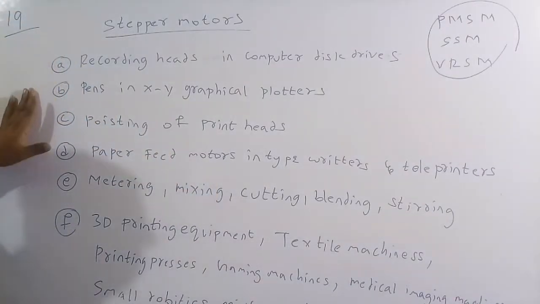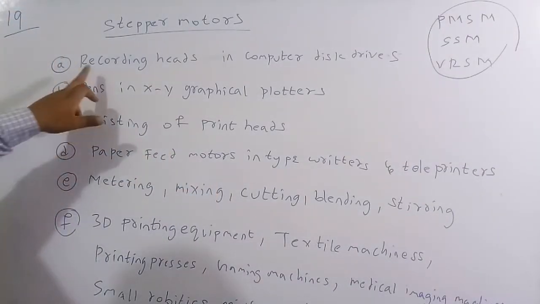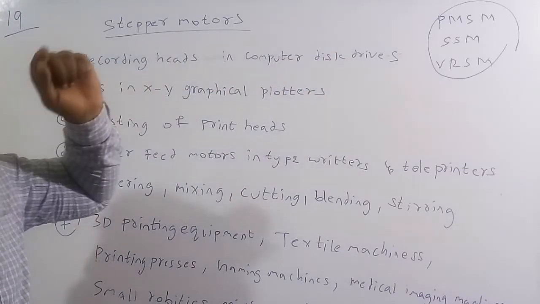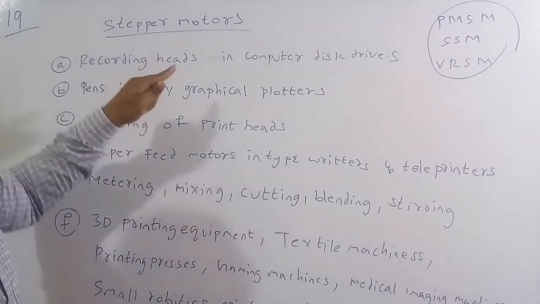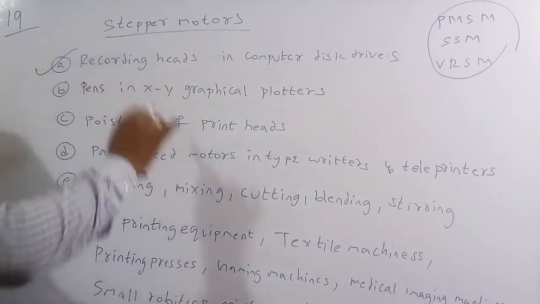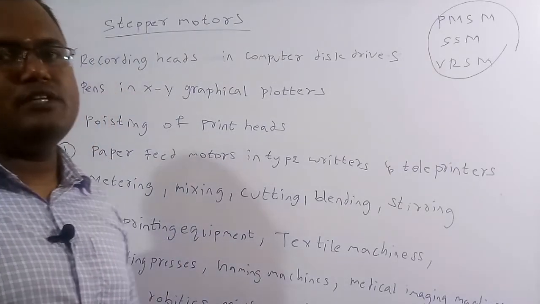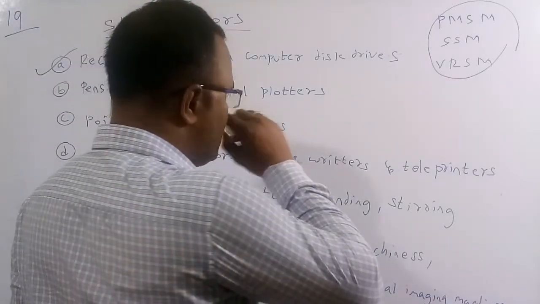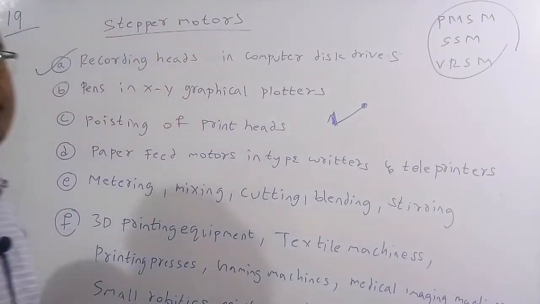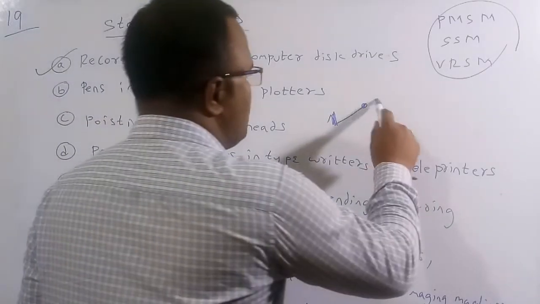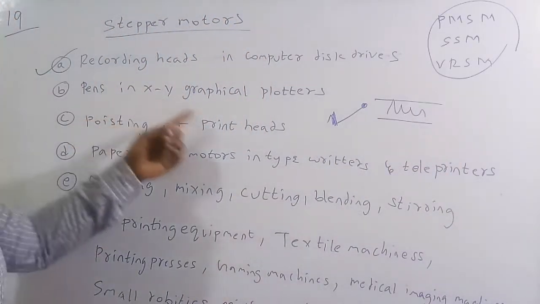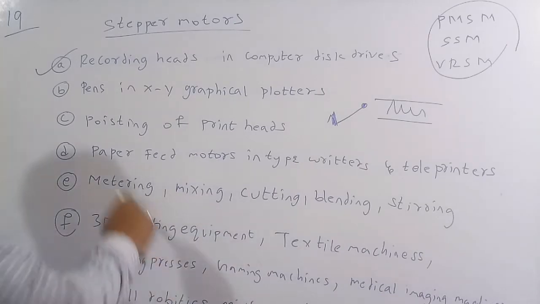Some of the important applications of stepper motors are: they are used in recording heads in computer disk drives, where the rotating heads are easily operated with the help of stepper motors, and also the pins in XY graphical patterns. Suppose you take an earthquake recorder, during the earthquake there is a pin like this one, and the movement of this pin is controlled by the stepper motor. Because of this we know on the Richter scale how much earthquake has occurred. It is also used in the XY plotter, graphical plotters, and in the position of print heads.